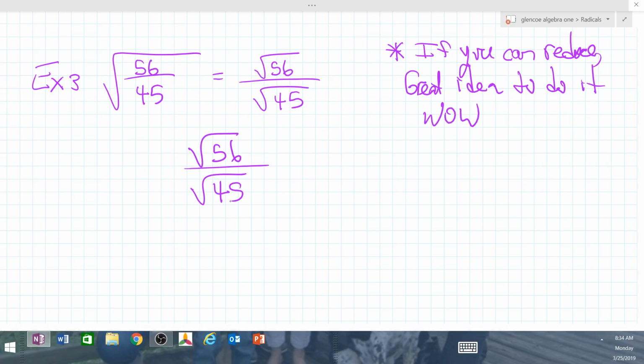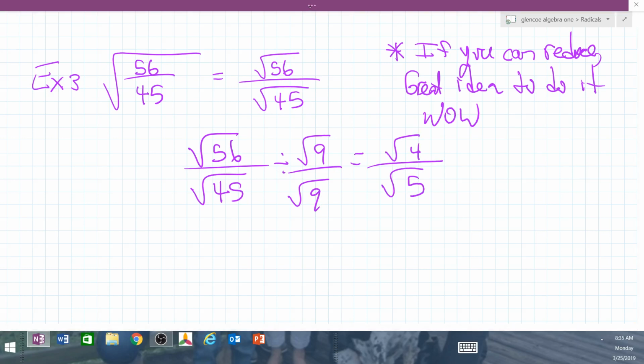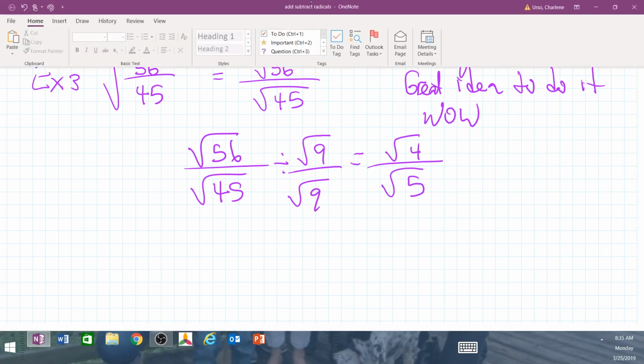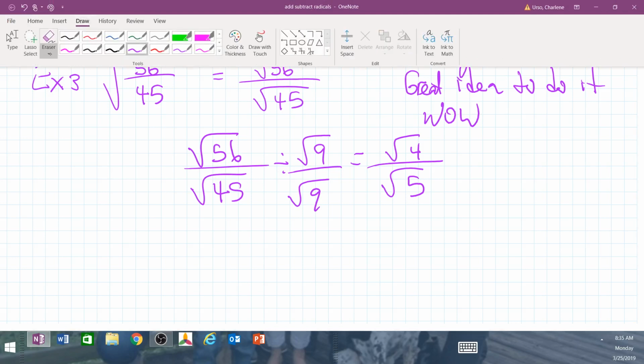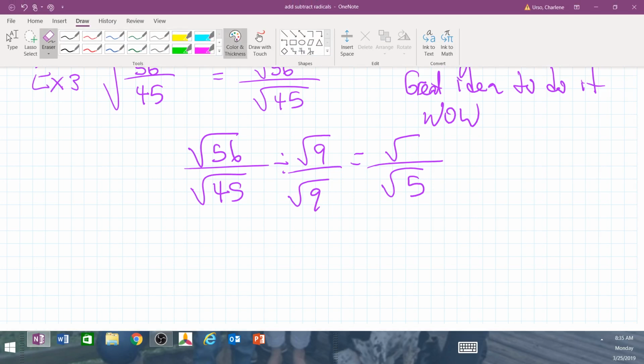56 divided by 9 would be 4, and 45 divided by 9 would be 5. So you're going to reduce each of them by radical 9 over radical 9, which is going to give me radical 4 over radical 6. Okay, excuse me. Excuse me, online, I made a mistake. I apologize. I would appreciate it if you guys would just be a little bit patient. Thank you. And allow me to correct it.